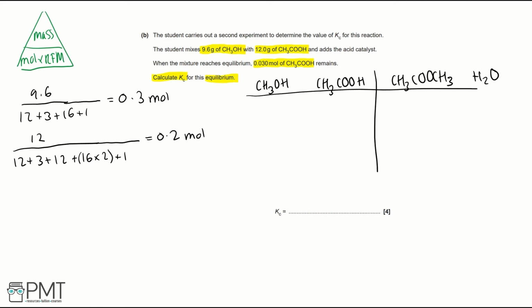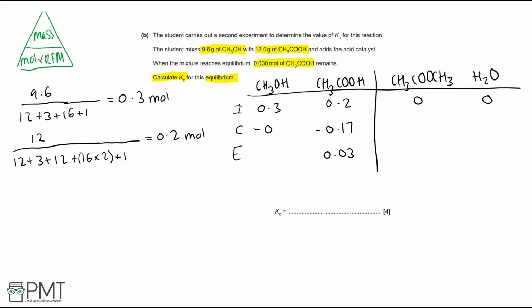So next we're going to look at their initial moles, their change in moles and their equilibrium moles. So initially methanol is going to have 0.3 moles and ethanoic acid has 0.2, whereas our products of the equilibrium will start with 0. So we're told that the reaction mixture reaches equilibrium and we have 0.03 moles of ethanoic acid, so we can write this in our table, 0.03. So that's a change in moles of minus 0.17.